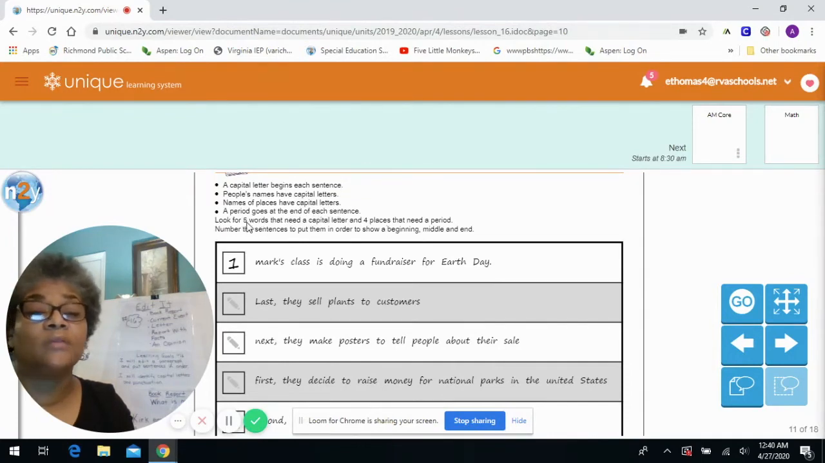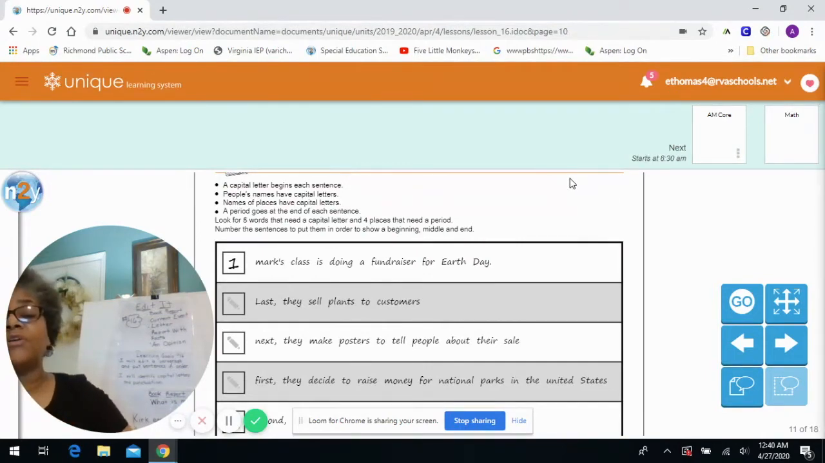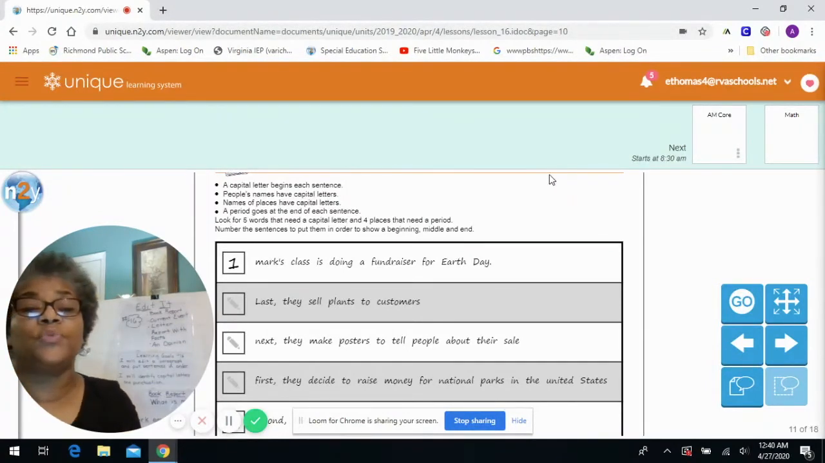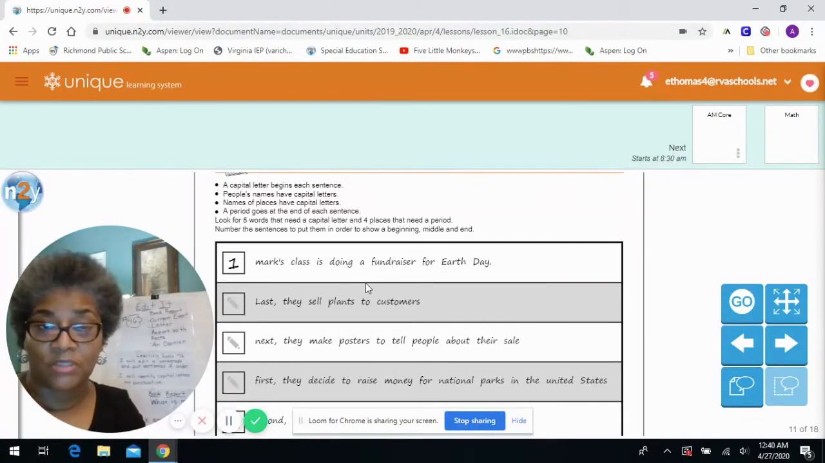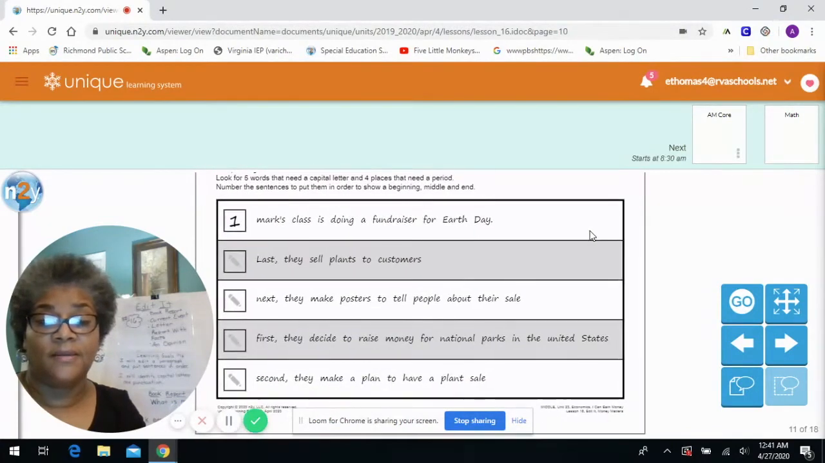So what we're going to do, our job is to what? To look for 5 words that need a capital letter and 4 places that need a period. Then we're going to number the sentences and put them in order to show beginning, middle, and end. And we have some words that are our cue words. Okay, so the first one, let's read the words. The first one is done for us. That's one. Number is marked number 1. So we're using our numbers to put these in order. Okay, and we have 1, 2, 3, 4, 5 squares. So we have 5 numbers. We should have numbers 1 through 5.